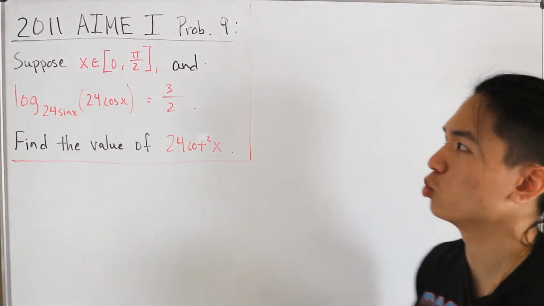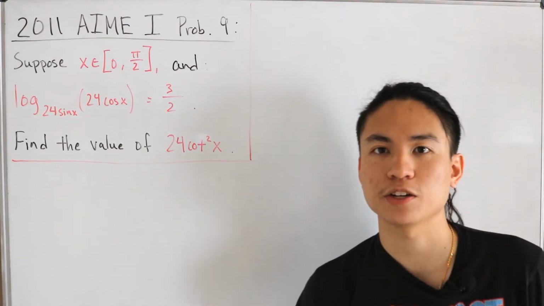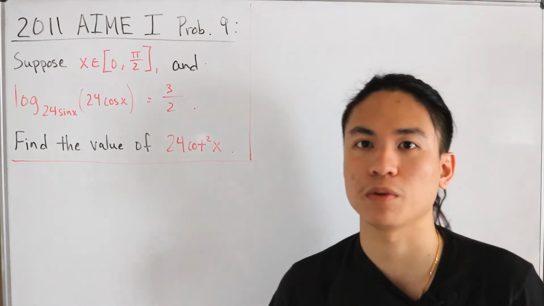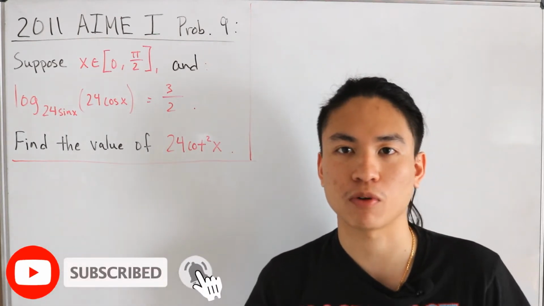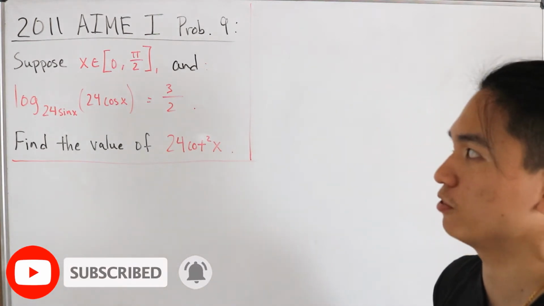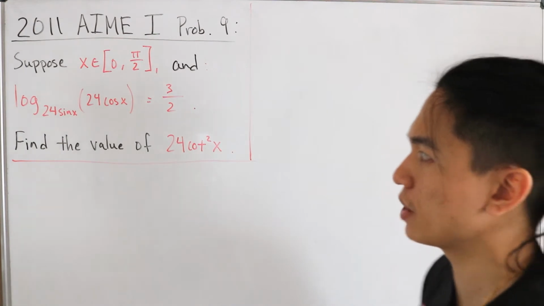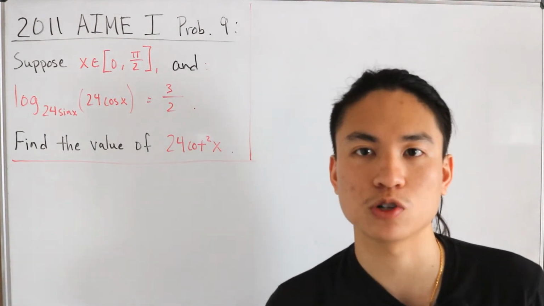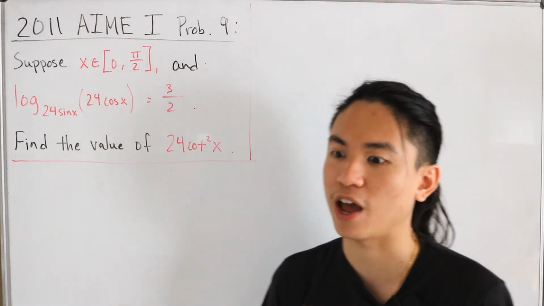So here's a 2011 AIME, the American Invitational Mathematics Examination, Part 1, and this is question number 9. Here we have a little algebra-trigonometry hybrid problem. Suppose that x falls in the closed interval from 0 to pi over 2, and that log base 24 sine x of 24 cosine of x is equal to 3 over 2. We want to find the value of 24 cotangent square of x.